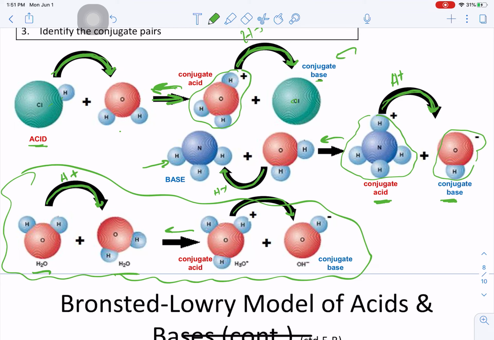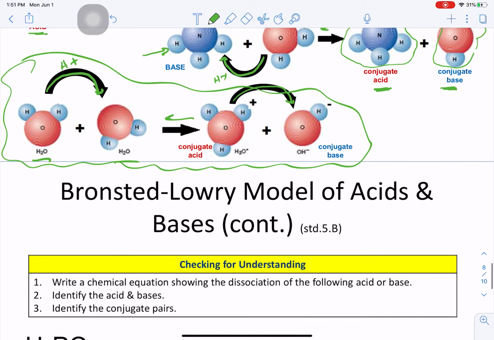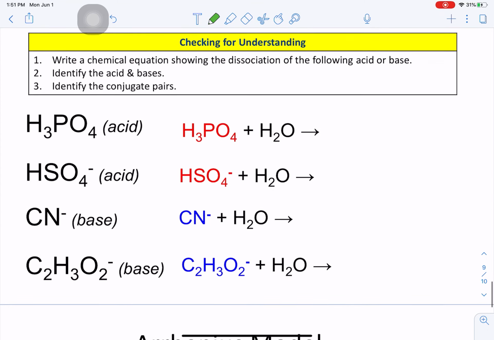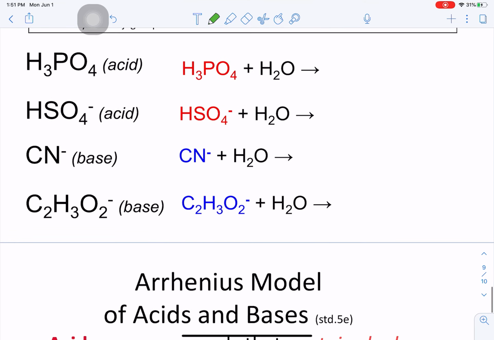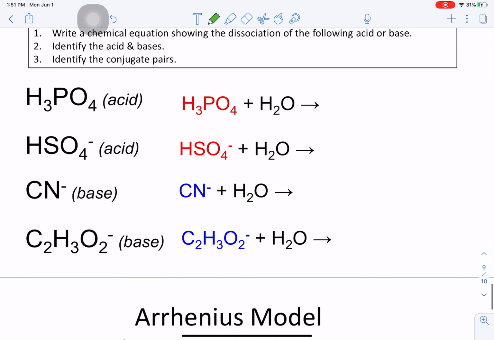Okay? All right. Now, same idea here. I'm just going to do a couple of these, and then you guys can check your answers on the solution key. I'll do one acid and one base. I'll do this guy, and this guy. Okay? I'm labeling which one's an acid and which one's a base. So that's how you're going to start.